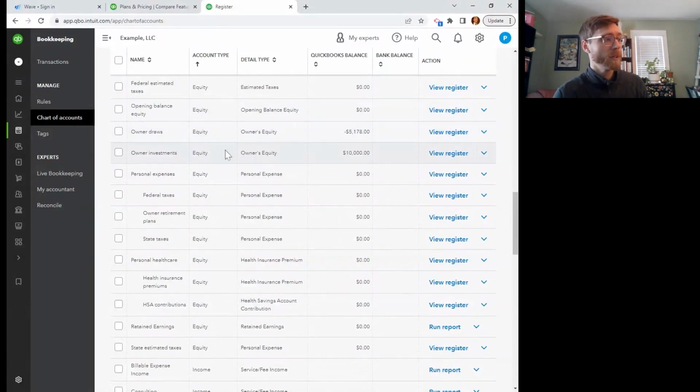Below, we have two pretty commonly used accounts in equity. So we've got owner draws and owner investments. Owner investments are any deposits that the owner is putting into the business. This is very typical when you're starting up a business. You're going to invest some of your own money to cover expenses at the beginning. And then owner draws. Owners can pay themselves this way.